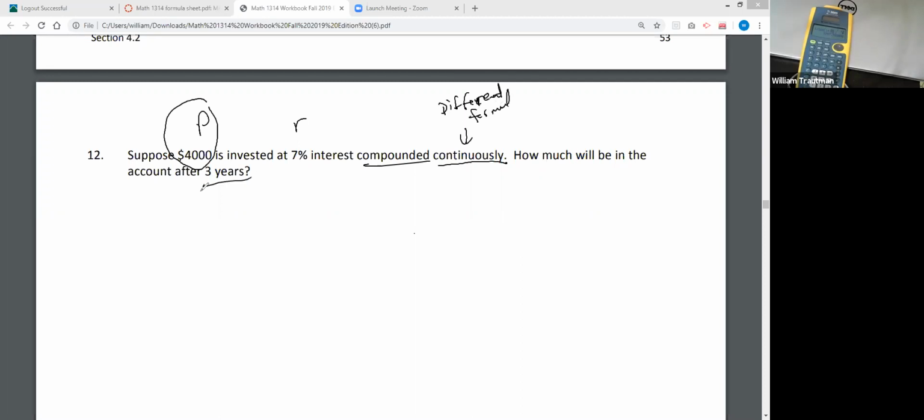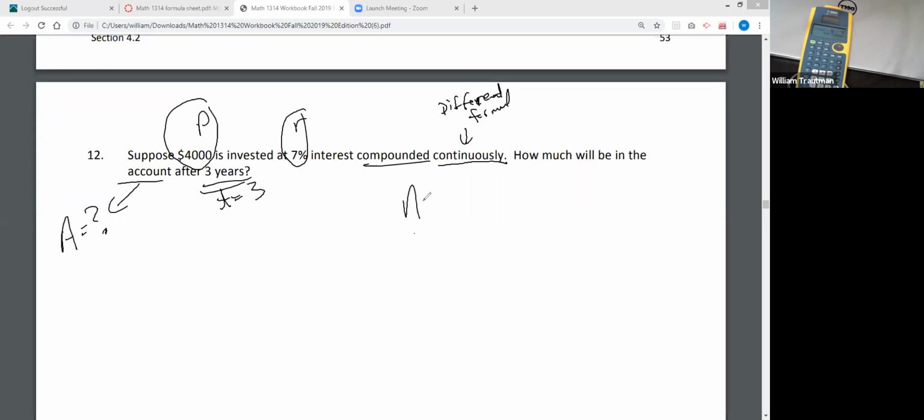And the number of years time equals 3. Okay, so we want to know how much will be in the account. How much is the future value? We want to know the future value. So on your formula sheet, you have to look for A equals, but it has to say continuous.